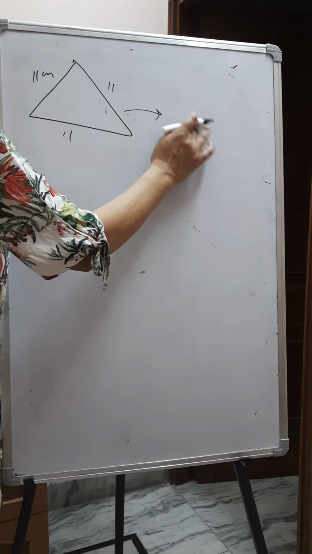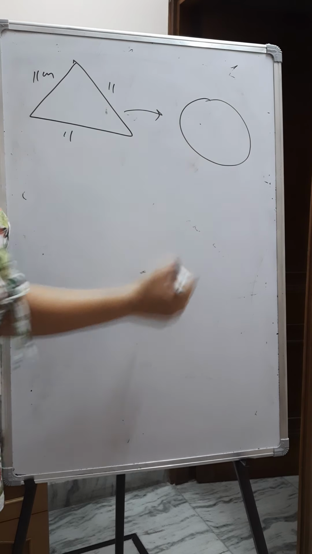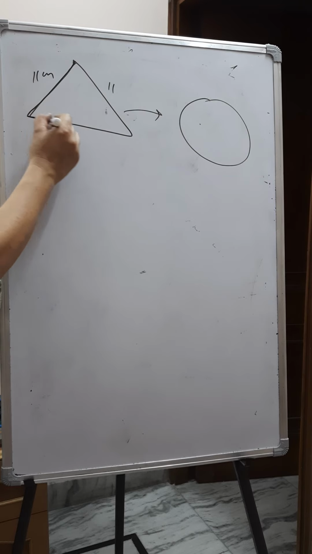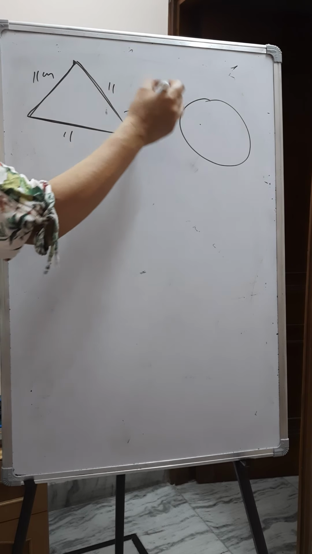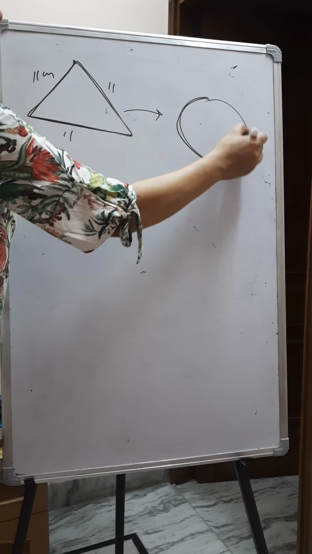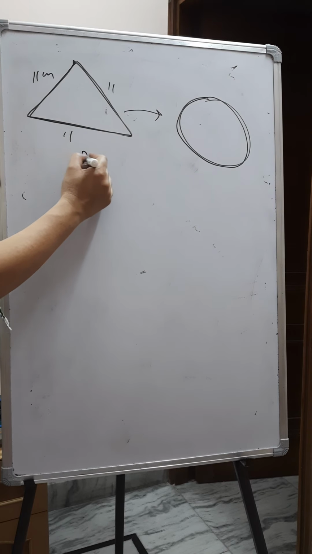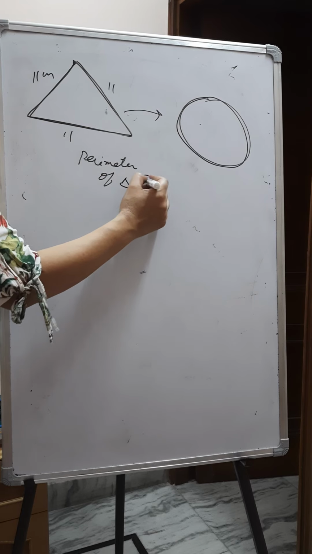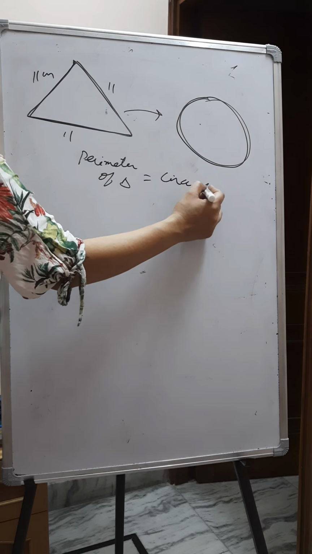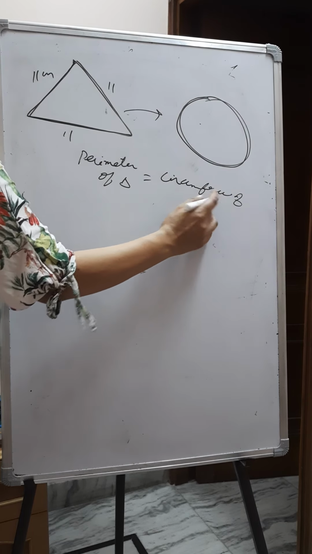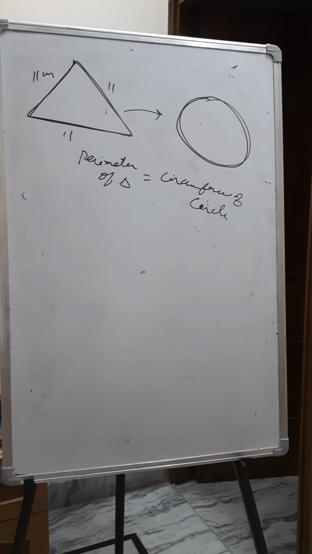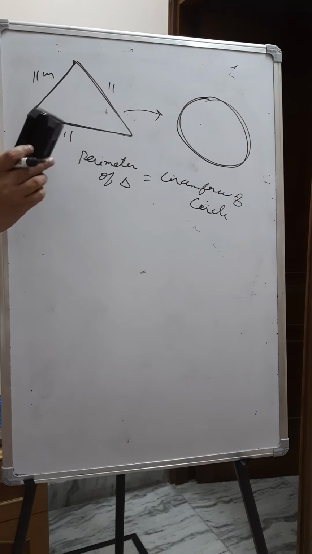and this wire is again converted into a circle. Now the wire is this and this, and it forms this. So which things are equal? The perimeter of the triangle is equal to the circumference of the circle. When there is a transformation, keep this in your mind.